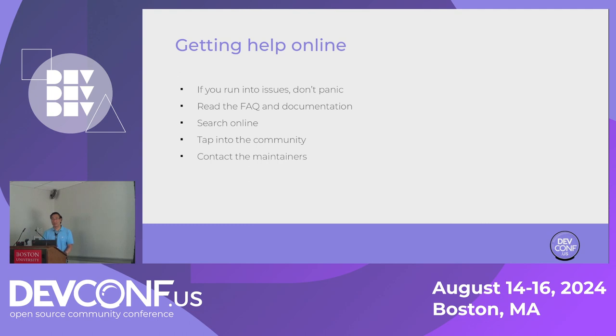So, getting help online. If you run into issues, don't panic, even though you might have deleted your entire photo library for the last 3 years. It's just a backup of your phone, so you can try it again. You can read the FAQs and docs. Search online. There's a great community online that will probably have the answer to your question, so tap into it. And if all else fails, contact the maintainers. File an issue, a bug report.